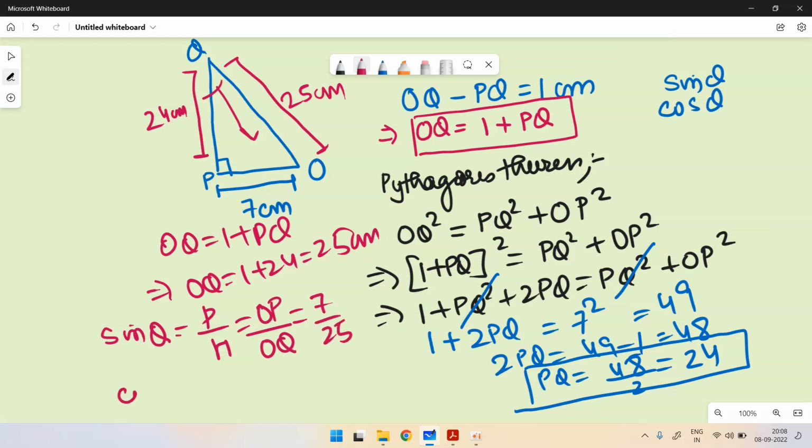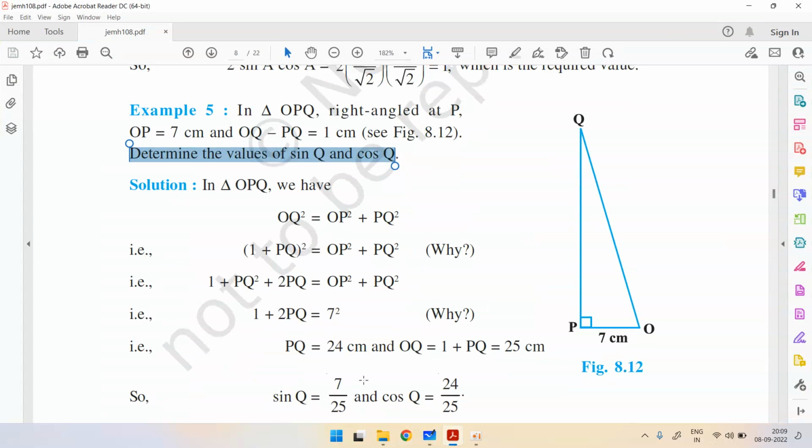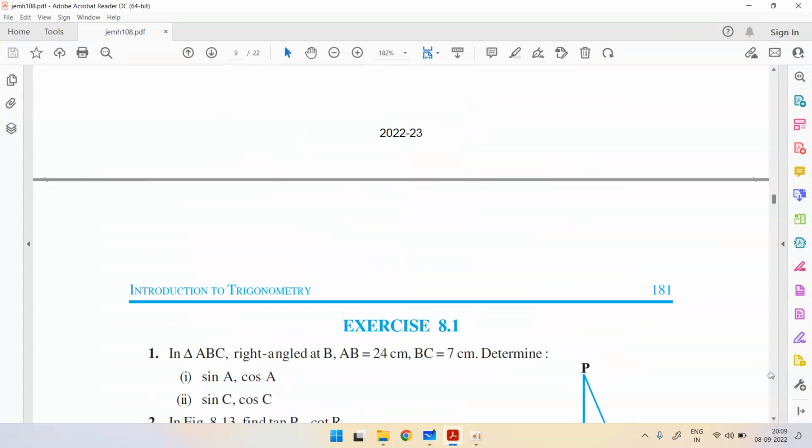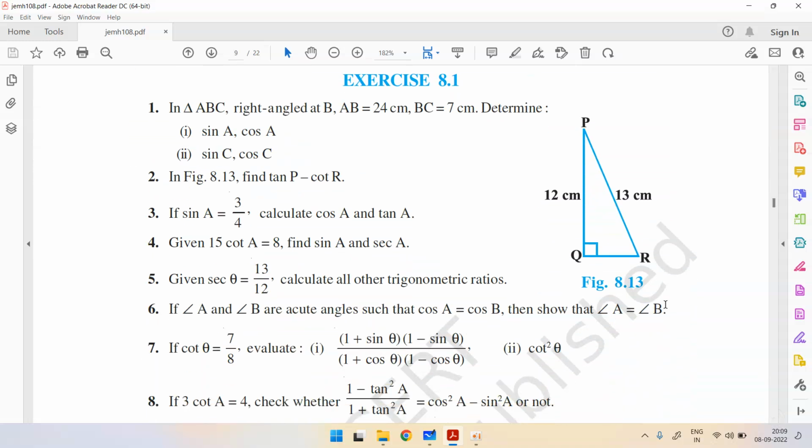And cos Q is base by hypotenuse. For this, the base is 24, so this is 24 by 25. So 7 by 25, 24 by 25. Simple. Now coming to exercise 8.1.